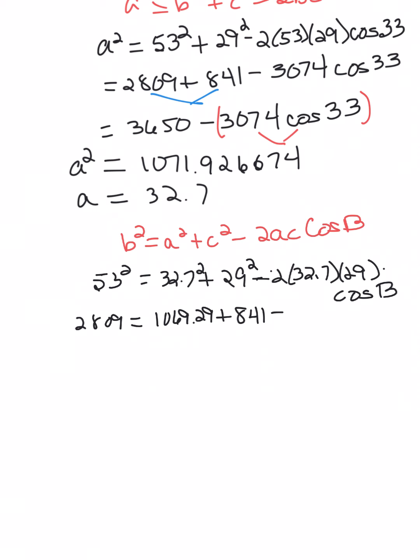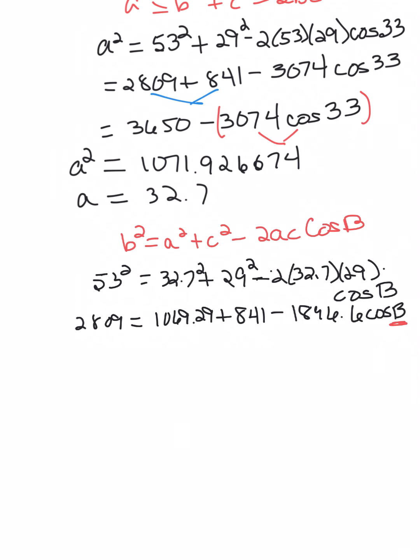Minus, take 2 times the 32.7 times the 29, you will get 1896.6 times the cosine of B. We are solving for B. That means that we need to get the cosine of B by itself.